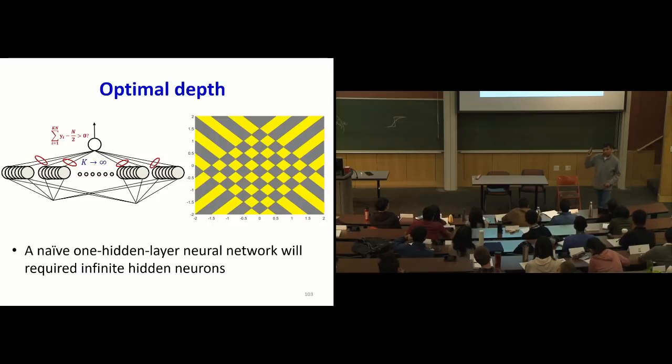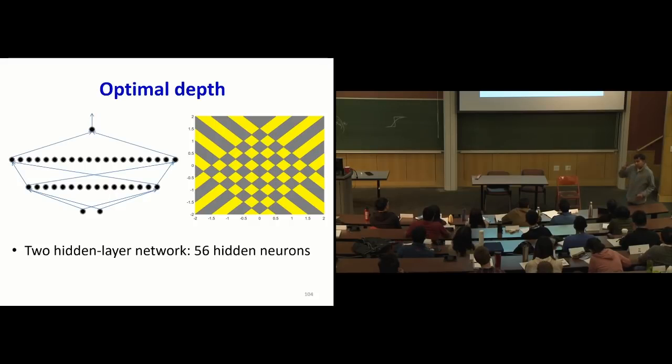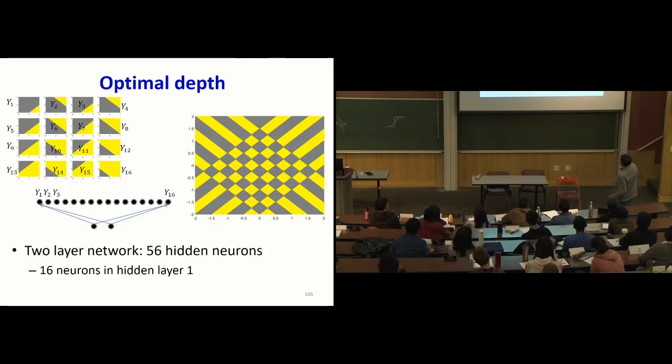Actually, it turns out this is a bit of a cheat problem where you can do this much, much more simply, but if I were naive, it would need infinite neurons. If I did this with two hidden layers, here's what would happen, right? It turns out I can do this with only 56 neurons. How so? Observe that this entire pattern is composed of 16 lines. So I can have the first layer with 16 neurons.